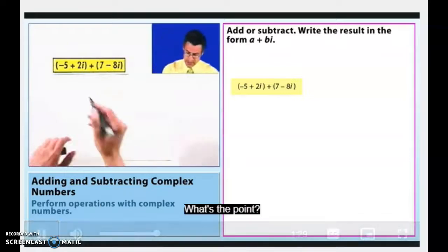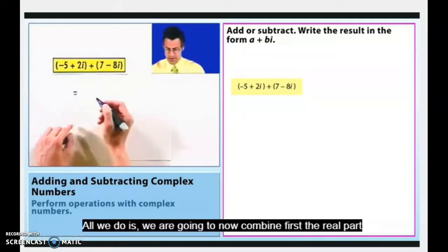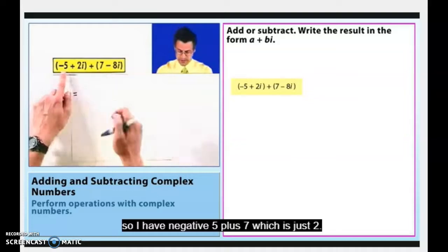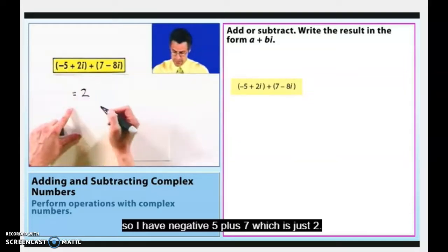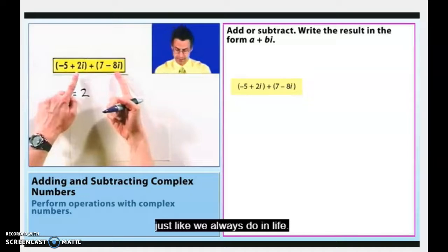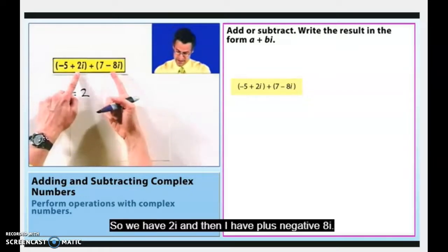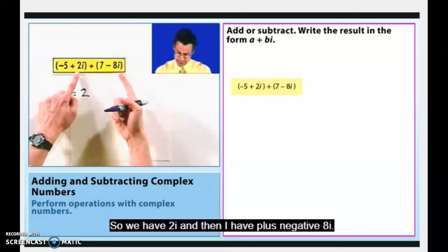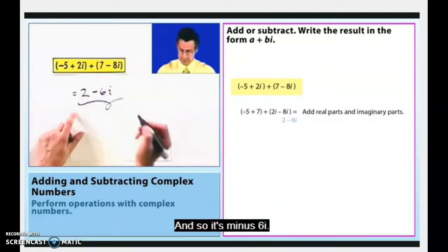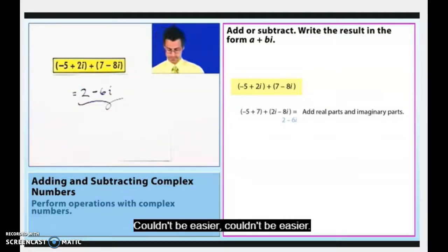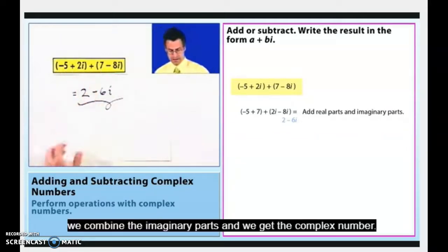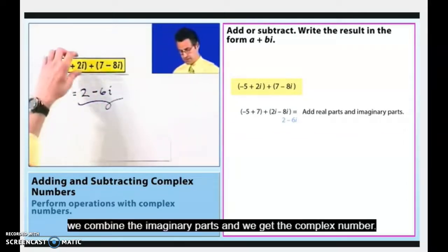All we do is we're going to now combine first the real parts, so I have negative 5 plus 7, which is just 2. And now we combine the imaginary parts. We're sort of combining like terms, just like we always do. So we have 2i, and then I have plus negative 8i, and so that's minus 6i. Could be easier. So we combine like terms. We combine the real parts, we combine the imaginary parts, and we get the complex number.